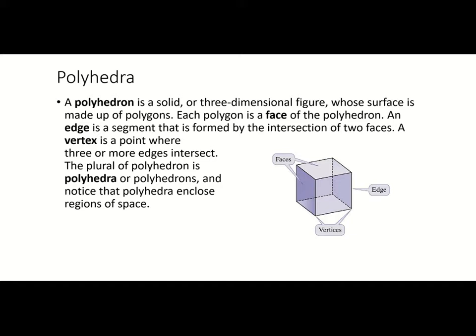And a vertex is where three or more edges intersect. So just think of the corners of the figure, where the sides or the segments come together. The plural of polyhedron is polyhedra. And polyhedrons enclose regions of space.